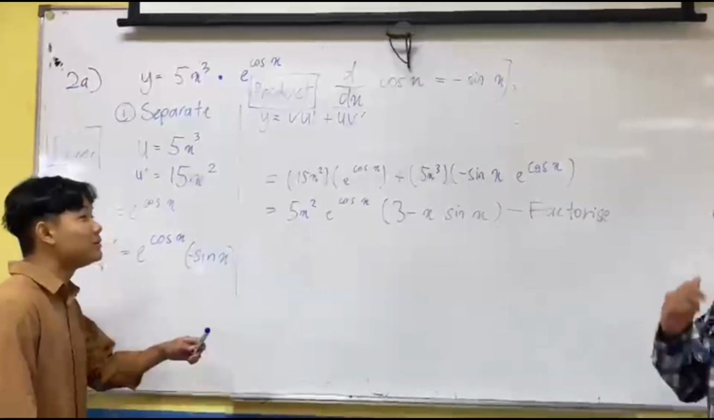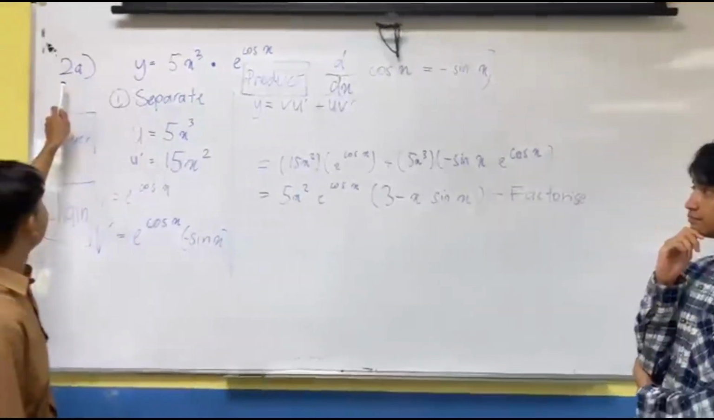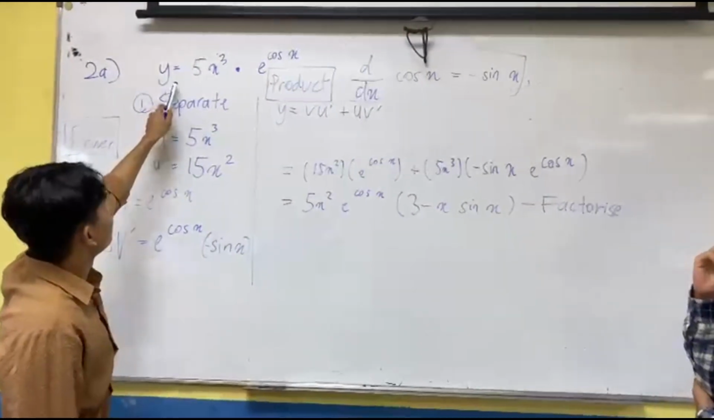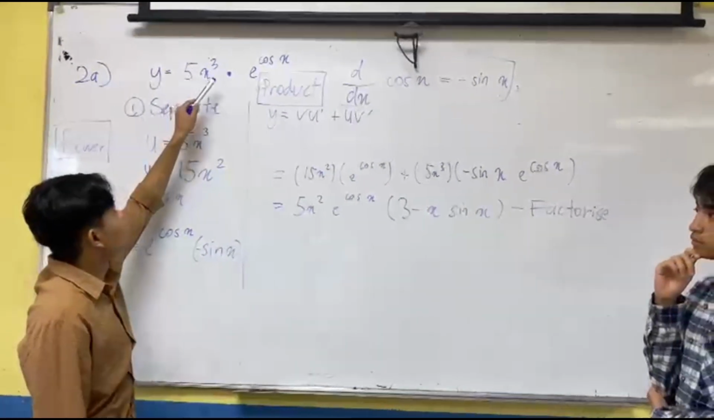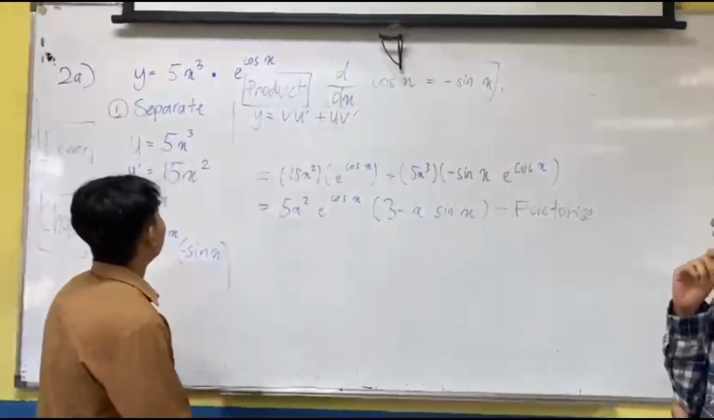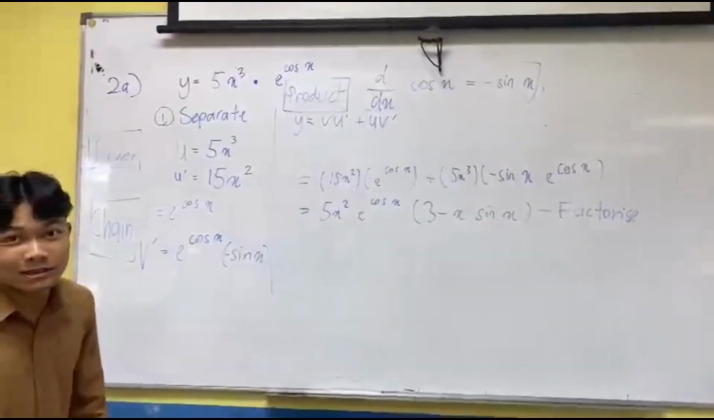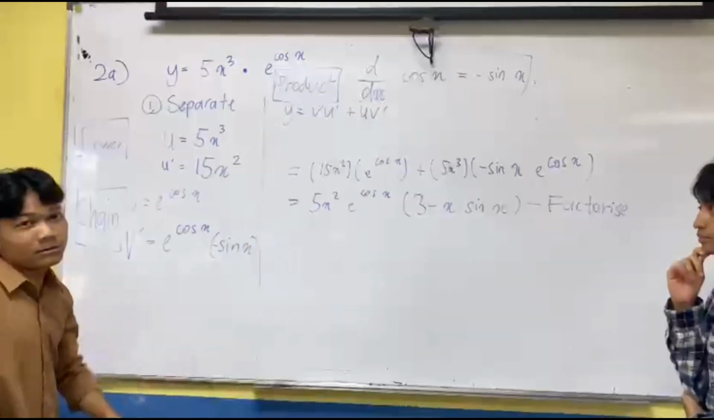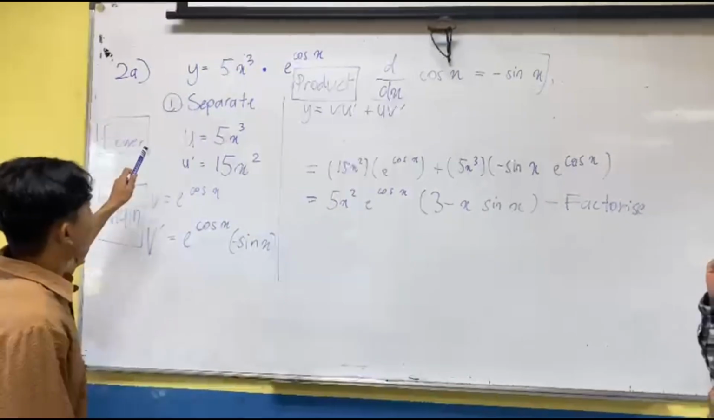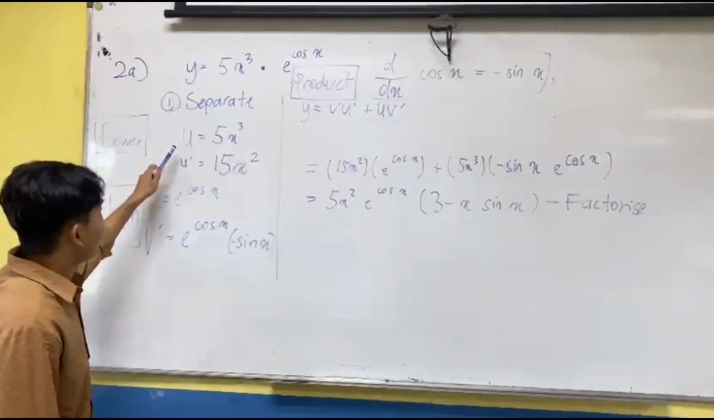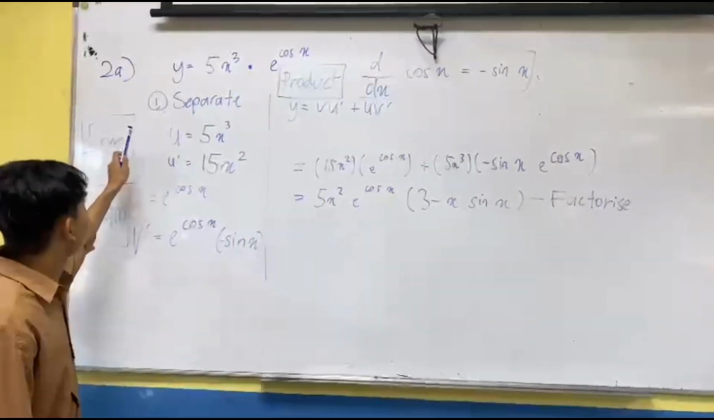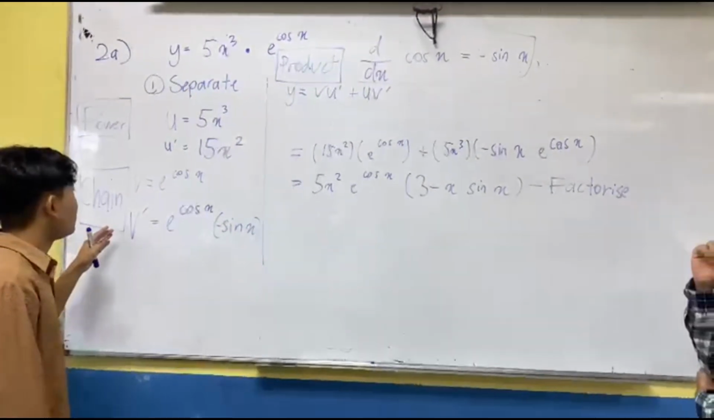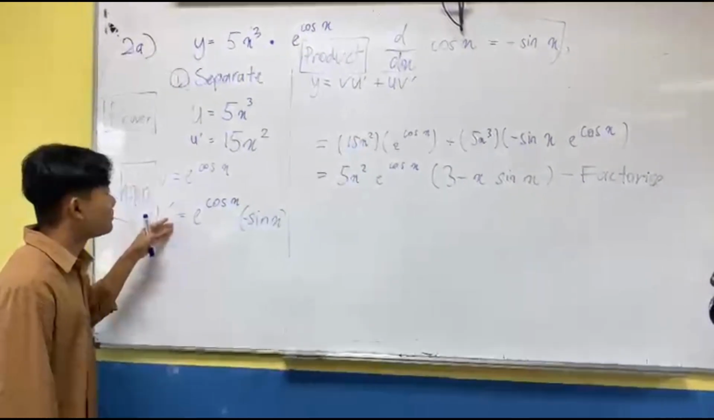So we jump to the second question of Q&A. The question is y equal to 5x cubed times e power cos x. So the first step is we have to separate our variables. So I use the power rule for u and u prime. I use the power rule to get u prime and the chain rule to get v prime.